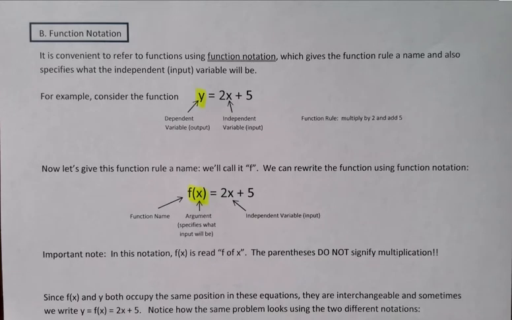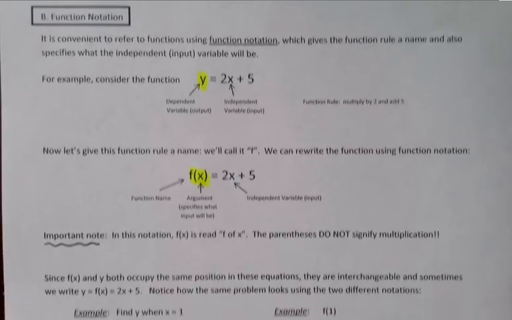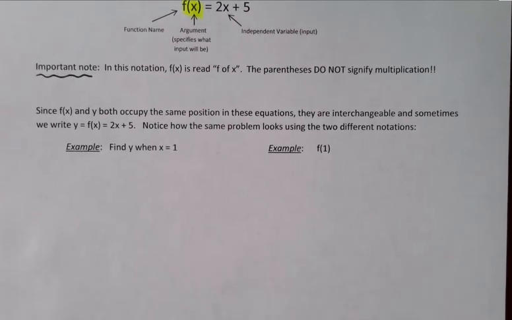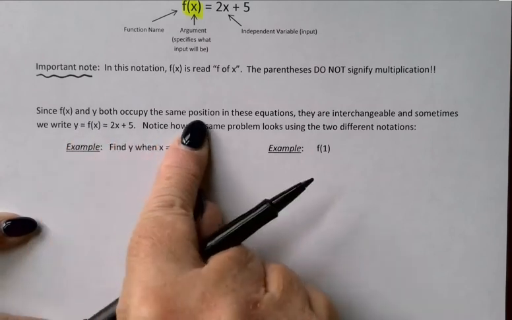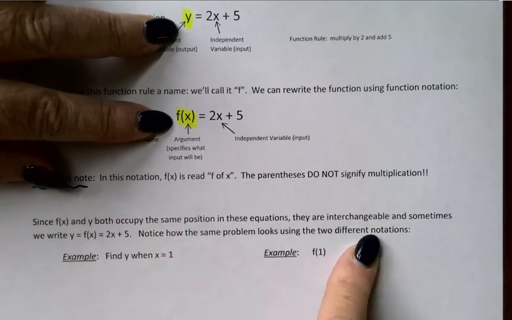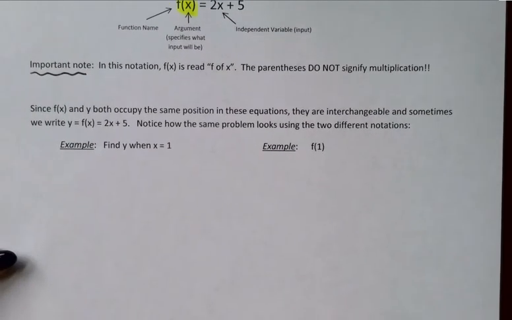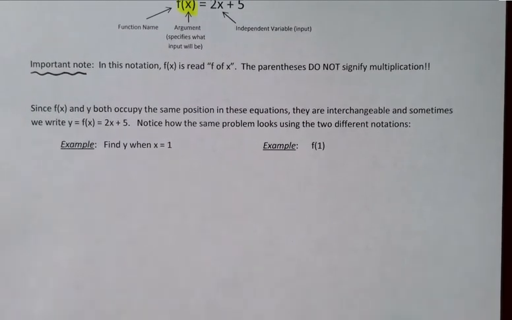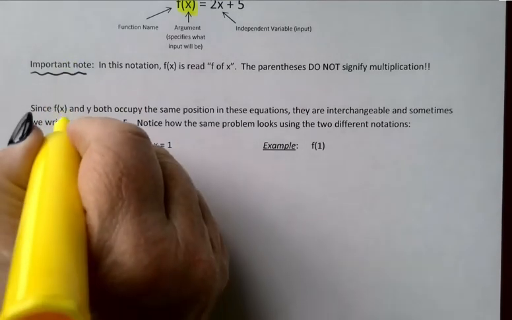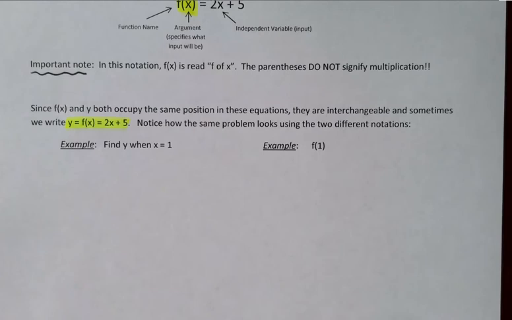One really important note, in this notation, this f parentheses x is read f of x. We're saying f is a function of x. The parentheses don't indicate multiplication like they often do in other aspects of math. All right, since f of x and y both occupy the same position in these equations, they really are interchangeable. And sometimes we even write this, y equals f of x equals whatever our function rule is. In this case, 2x plus 5.